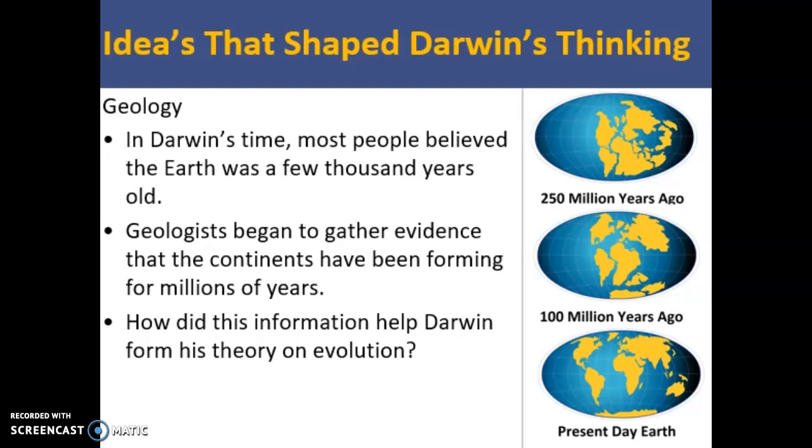So, how did this information help Darwin form his theory on evolution? It told Darwin that there is enough time for organisms to change very, very, very slowly from generation to generation, just like the Earth is changing over time.